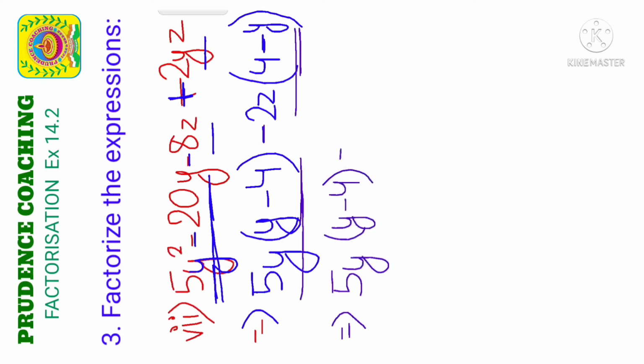But here we can take y minus 4 common only if this is y minus 4, because y minus 4 and 4 minus y is not the same. So we need to change this sign and make it y minus 4. So this minus will be considered as plus. As we are taking minus common, minus into minus will be plus. And here we have 2z. As we have taken minus common, this will become y minus 4.